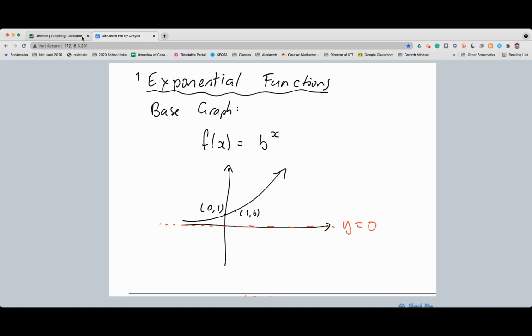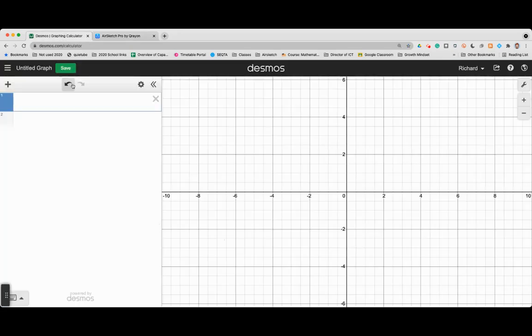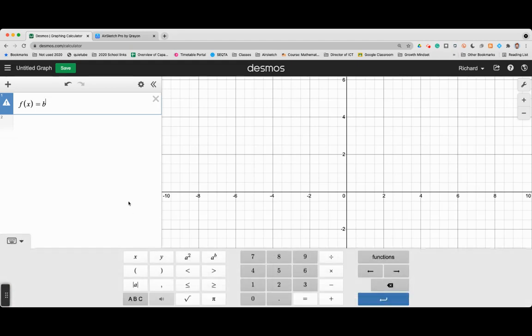So let's put that directly into Desmos. So we're going to go f bracket x close bracket equals, now type in b, and to get to the power of, you can go shift 6. And it does that, that's shift 6. If you forget that, there's a little keyboard down here that you can use as well. And then you're going to put in x.